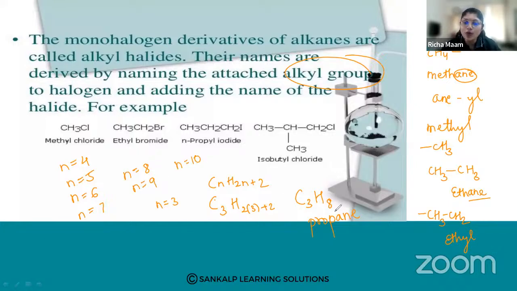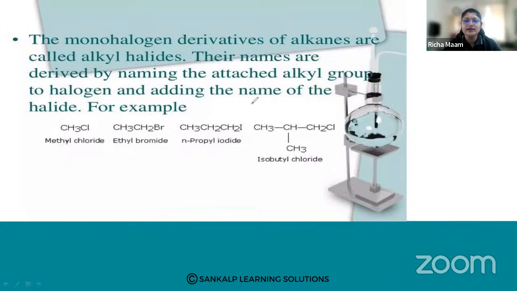Like this, one of the hydrogens is replaced when ane becomes yl. If you remove one of the hydrogens, it will be C3H7, which becomes propyl. So based upon the alkyl groups, the name is derived. Here CH3Cl is methyl chloride. CH3CH2 is an ethyl group, and this is bromine, so it is ethyl bromide. Now CH3CH2CH2, when n is 3 and one hydrogen is removed, it is propyl iodide.